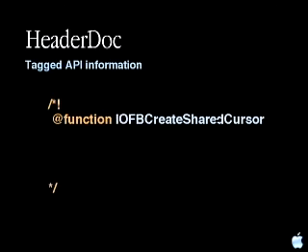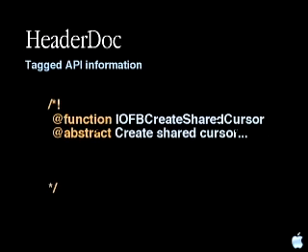There's only one required tag for a header doc comment, and that's the first tag, which explains what it is. So in this case, it's a function, IOFBCreateSharedCursor. There are a variety of different tags depending on what you might be identifying. The rest of the tags are optional. A great one to have is an abstract. The abstract will get pulled out in some of our tools and used in tables of contents so people can see quickly what it is they're going to jump to.